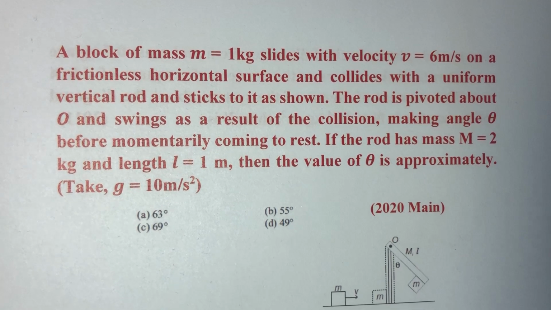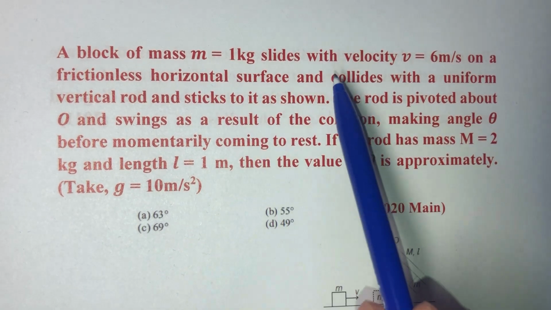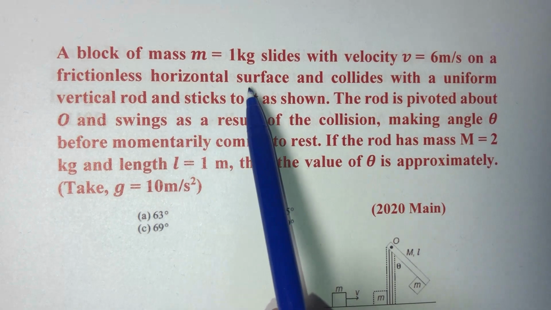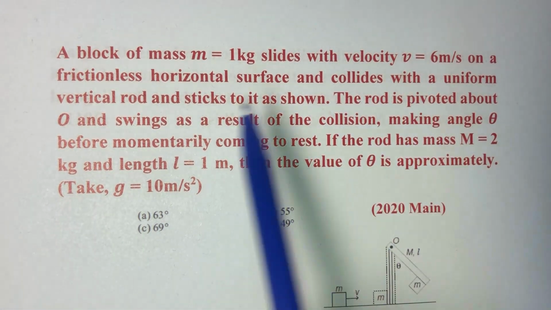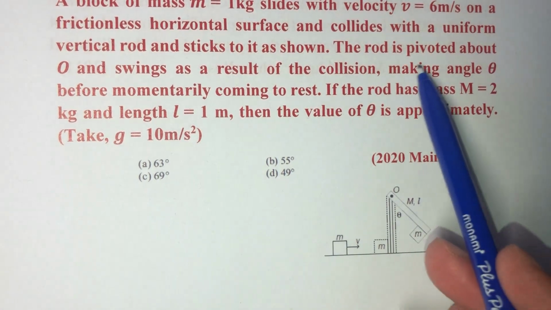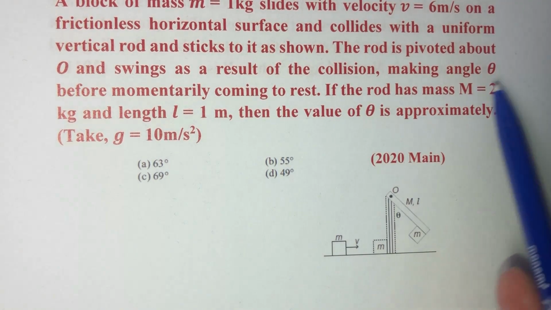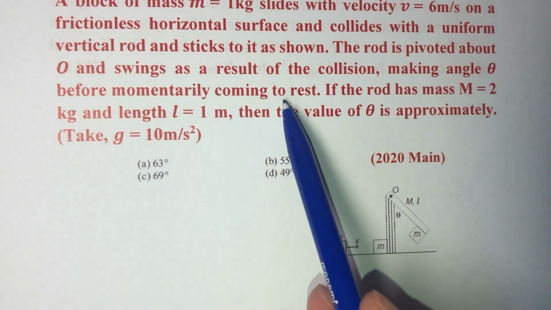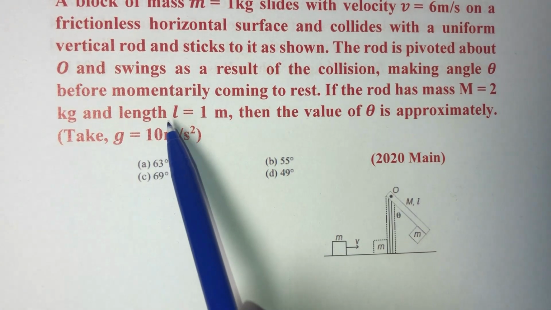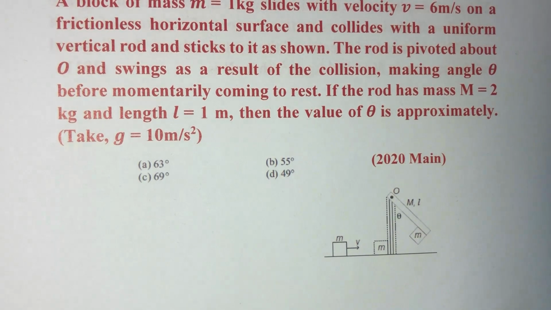Hello friends, in today's question, a block of mass m equal to 1 kg slides with a velocity v of 6 meters per second on a frictionless horizontal surface and collides with a uniform vertical rod and sticks to it as shown. The rod is pivoted about O and swings as a result of the collision, making an angle theta before momentarily coming to rest. If the rod has a mass M of 2 kg and length L of 1 meter, then the value of theta approximately is.